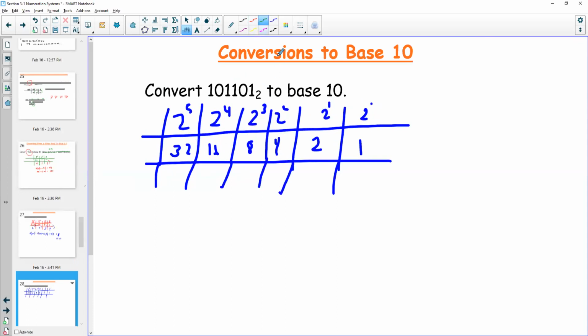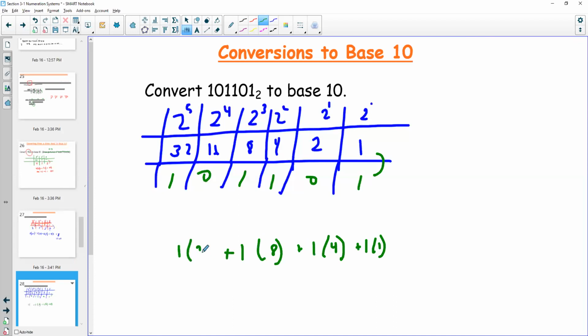Now put your numbers into place. 1, 0, 1, 1, 0, 1. So I have 1 1. I have no 2s, I'm going to ignore it. I have 1 4. I have 1 8. I have no 16s, so I don't care. And I have 1 32. So 32 plus 8 plus 4 plus 1 gets me to 45.